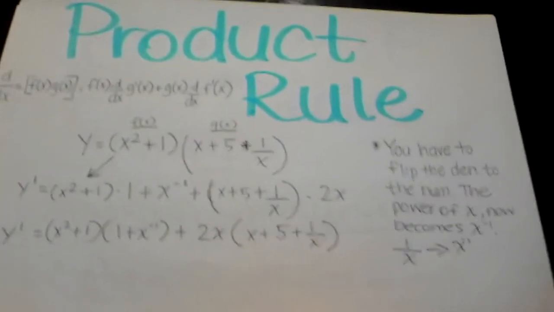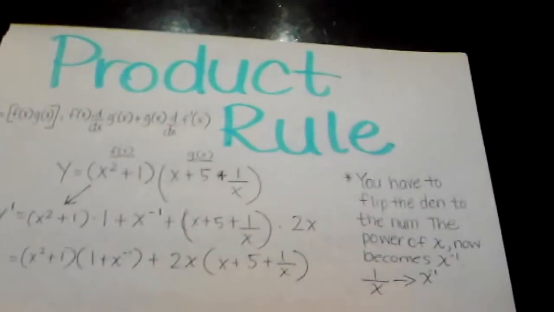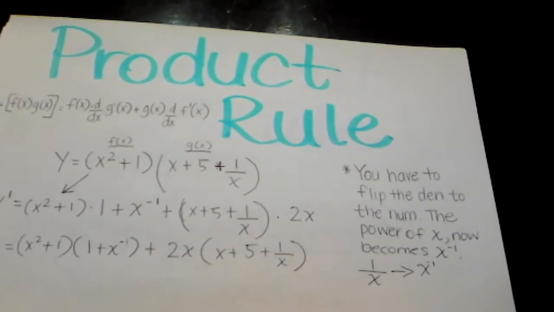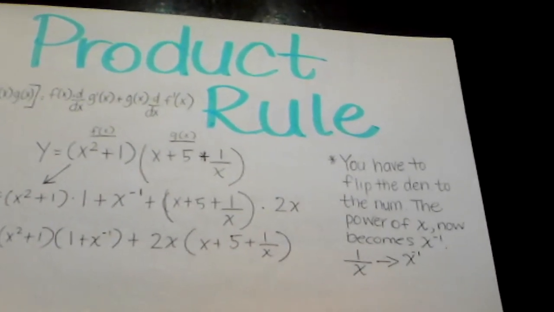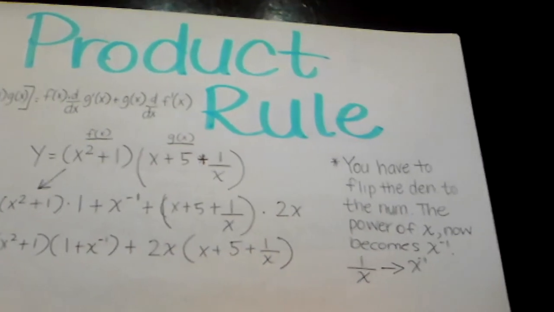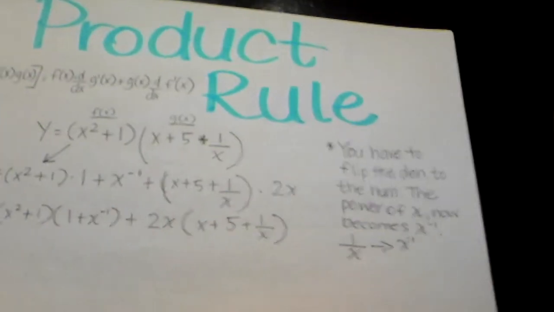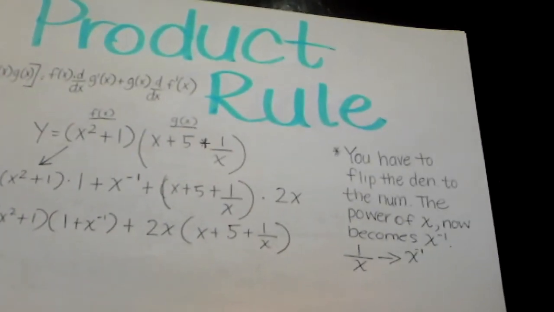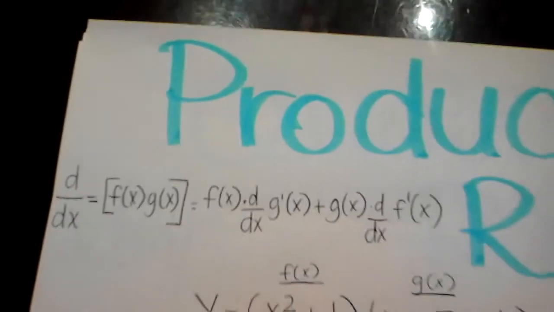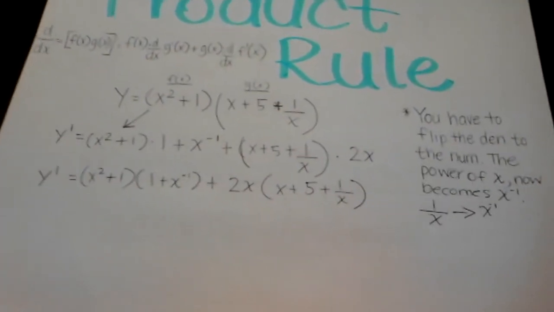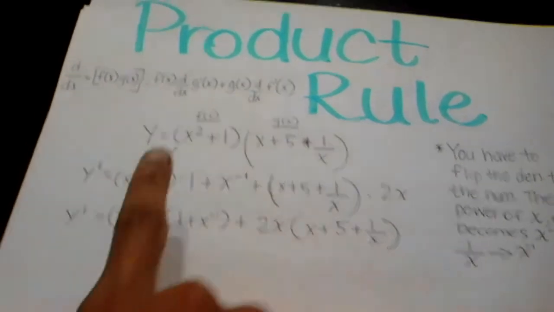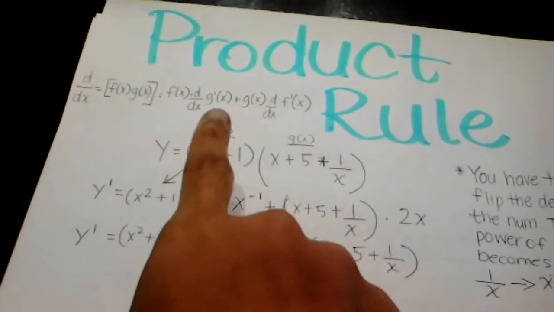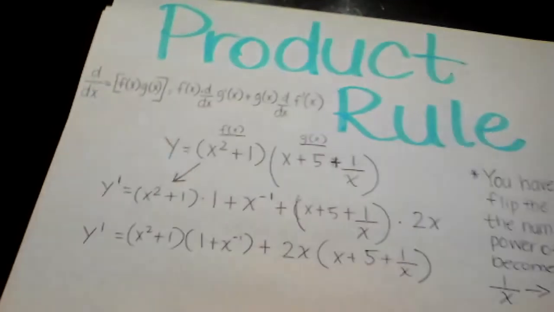The next rule is the product rule. The product rule means if f of x and g of x are both differentiable, then the derivative of f of x times g of x means you will multiply the first function times the derivative of the second function plus the second function times the derivative of the first function. An easy way to remember this is, of course, f of x times g prime of x plus g of x times f prime of x.